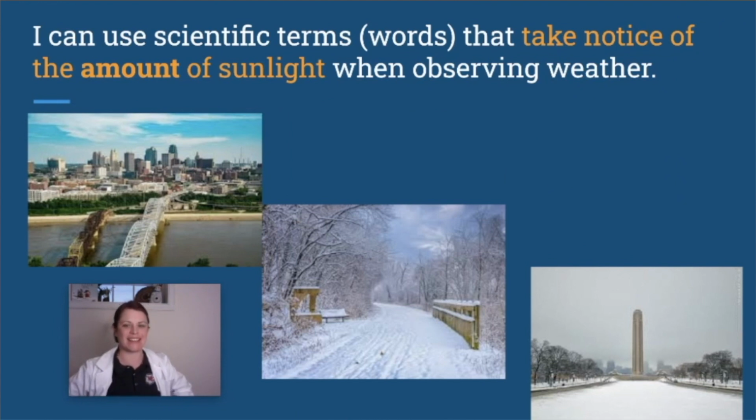Junior scientist, here is my challenge for you. My challenge for you is to start to use scientific terms. That just means science words that start to take notice of the amount of sunlight you notice when you start to observe weather. Take a look at these 3 images. What would you say was happening in these images? Take a look at the amount of sunlight.